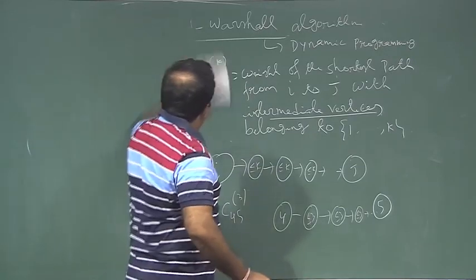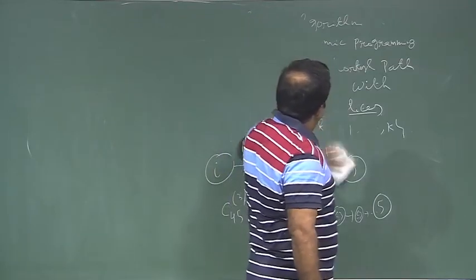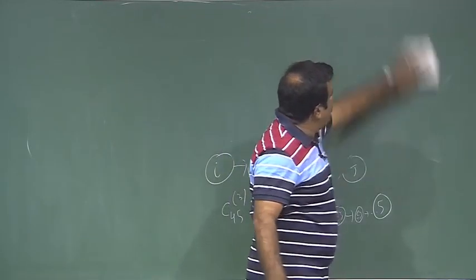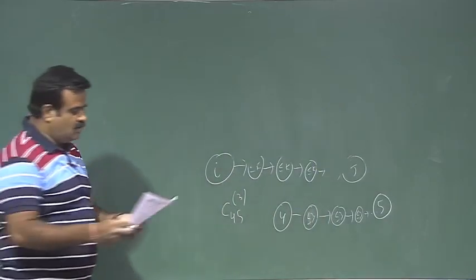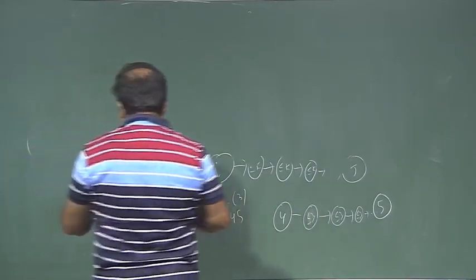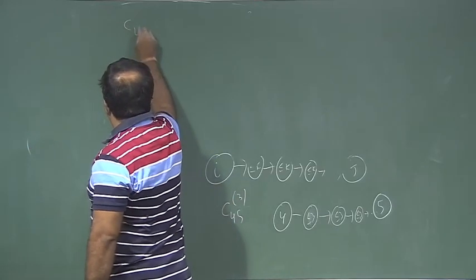Now, let us have the recurrence from this C_ij, so that we can have the dynamic programming technique for that. So, okay, what is C_ij^0?